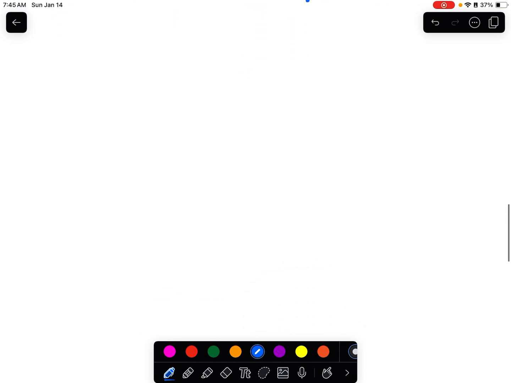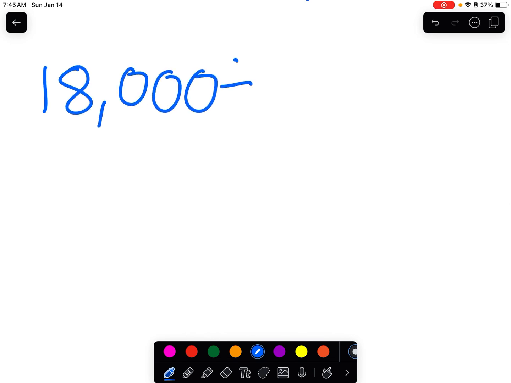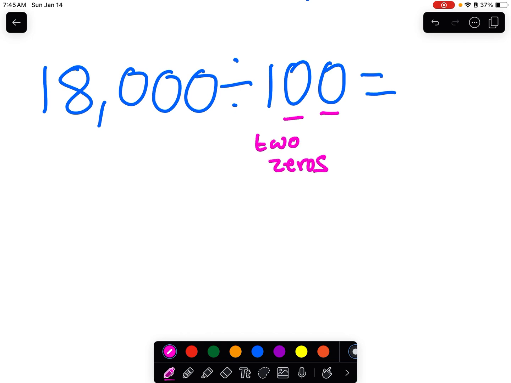Okay, so we've done some dividing by 10, but what if we're going to do dividing by 100? 18,000 divided by 100 equals, well now, check it out, we've got 2 zeros. So, same rule applies. We're going to throw in that decimal point, and we're now going to move it one spot over, and then another spot over, 2 spots over. And the answer is going to be 180.